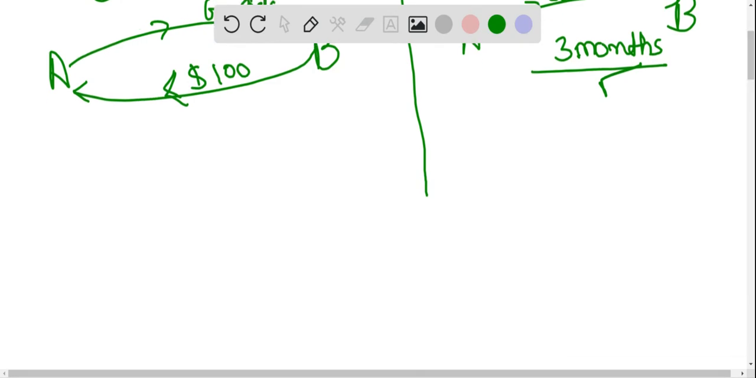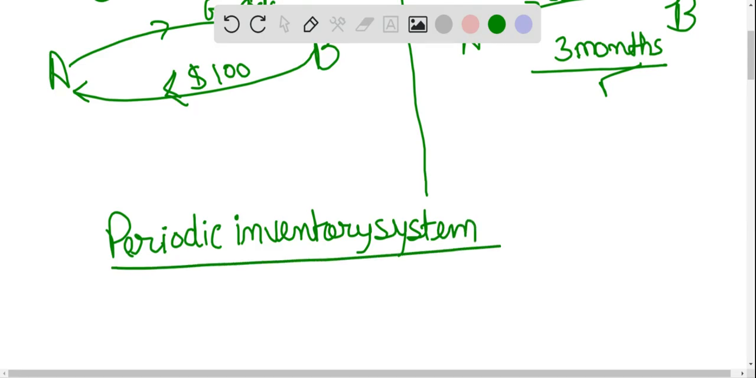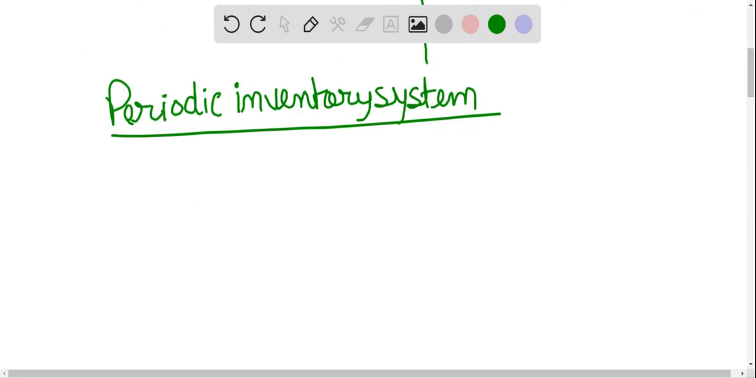Now what happens? There is a system which we know as periodic inventory system. Okay, now what happens in this case? If any entity applying this typical method purchases any item, then it will record the journal entry in the following manner.